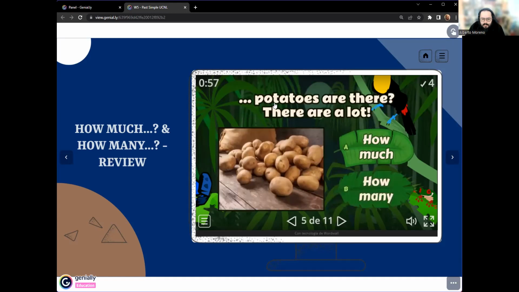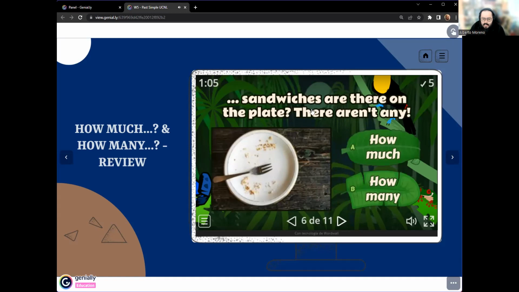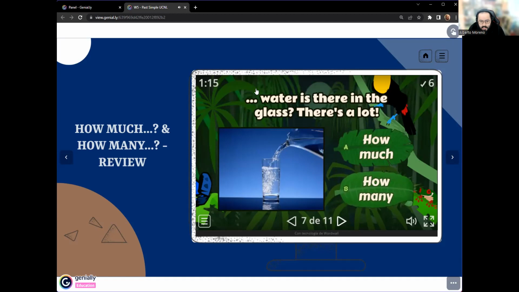Potatoes are there. There are a lot. How much or many? How many. Muy bien. Sandwiches are there on the plate. There are any. How many? How many. Okay. Water is there in the glass. There's a lot. How much? How much.